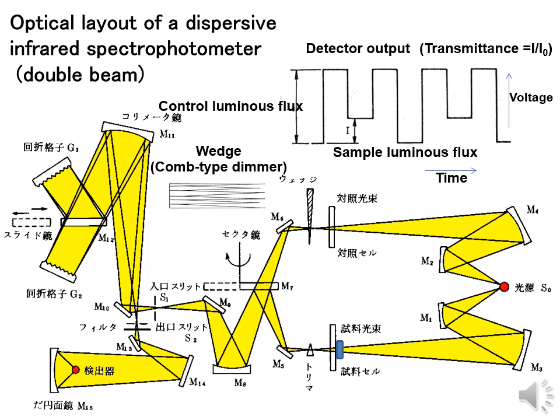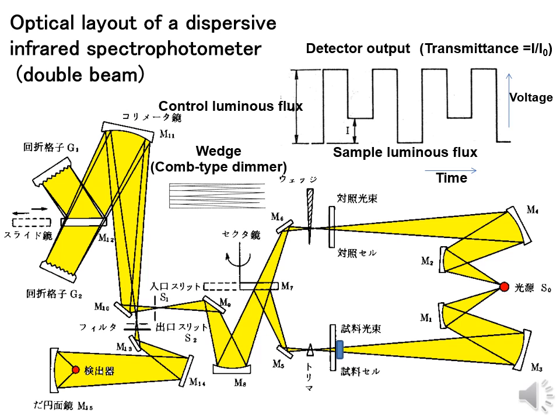Then, the part of the sector mirror M7 with the mirror is reflected when it is in the optical path, and goes toward the detector. It is reflected by the diffraction grating through the same path as before, and is detected by the detector through the exit slit. In such a double beam spectrophotometer, the reference light and the sample light are alternately detected by the detector in synchronization with the rotation of the sector mirror.